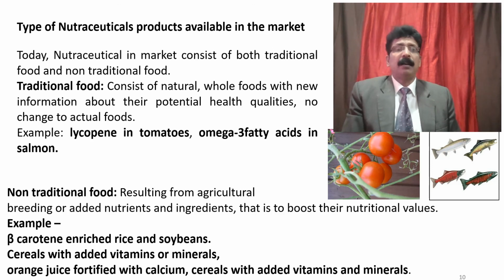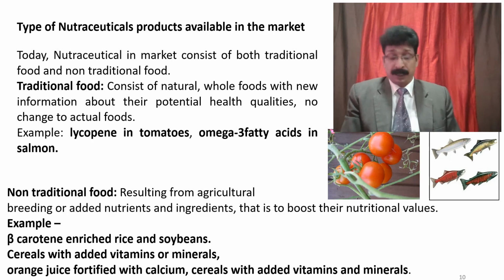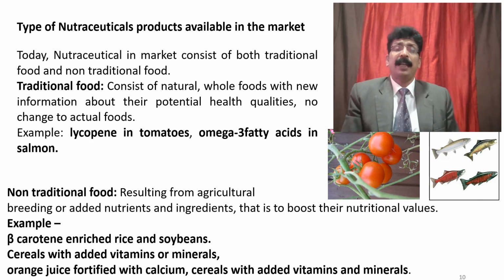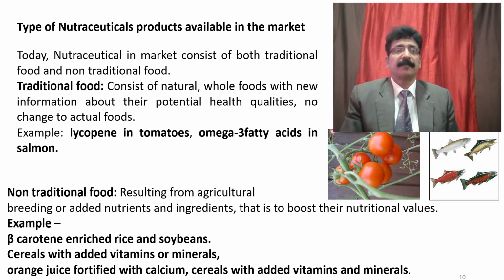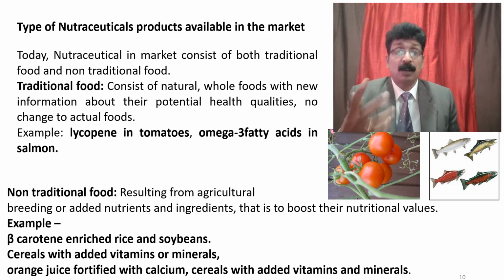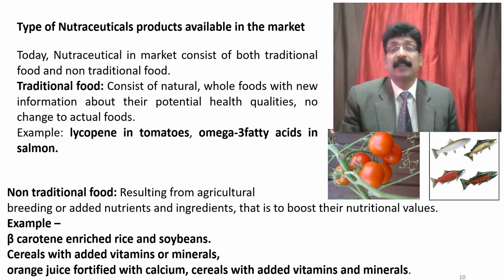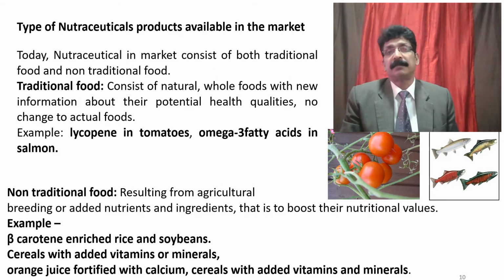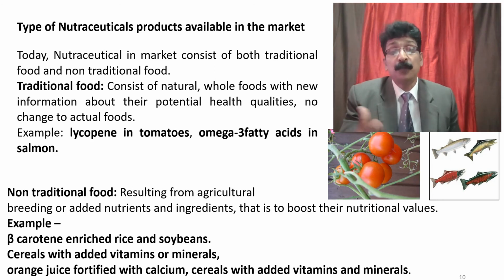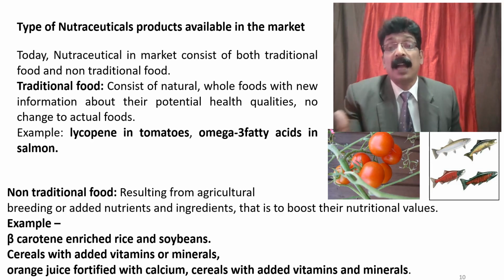breeding or added nutrients and ingredients to boost their nutritional value. Examples: beta carotene enriched rice and soya beans, cereals added with vitamins and minerals, orange juice fortified with calcium, cereals which are added with vitamins and minerals.